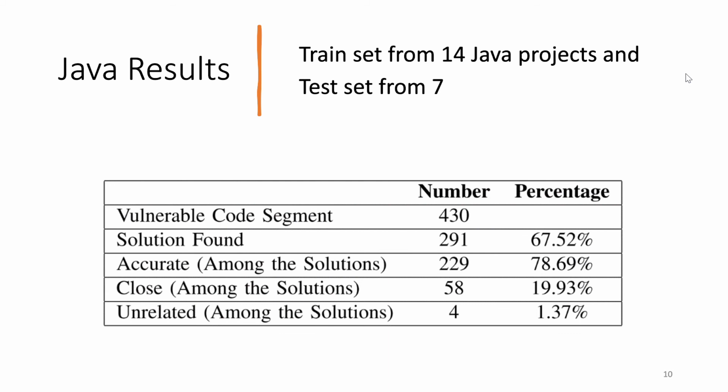Of the 291, 229 were such that we could use them directly. Those were accurate, and the other 58 were close, so they could be used with slight tweaking here and there. Only 1.3% were irrelevant and could not be used. So basically we got almost 98% of the 291 solutions that we generated right.